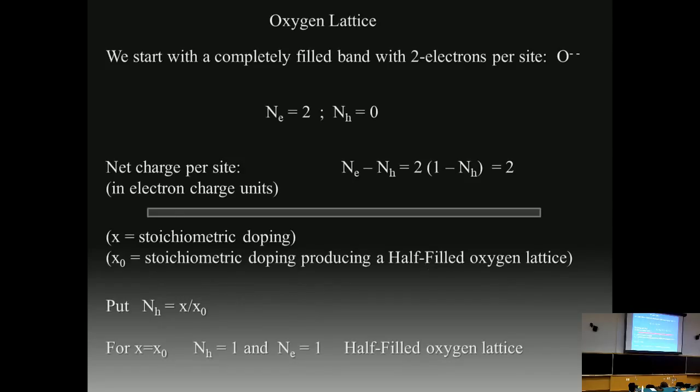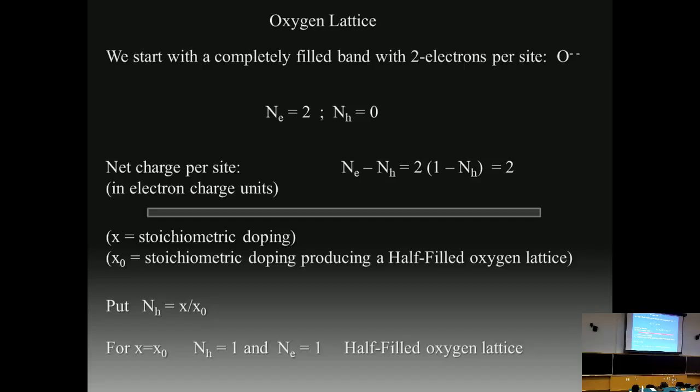And so we start with a completely filled band, and E equals 2 and H equals 0. So as we start to dope the system, let's call x the stoichiometric doping parameter, and let's call x0 the stoichiometric doping for which we have a half-filled oxygen lattice. And let's call n_H = x over x0.